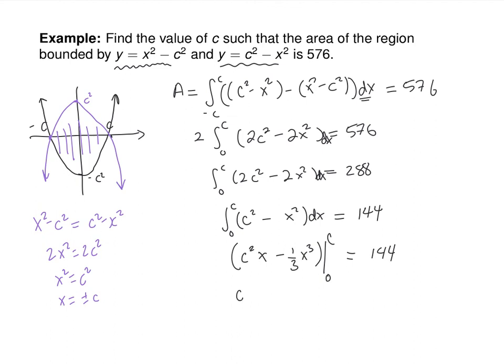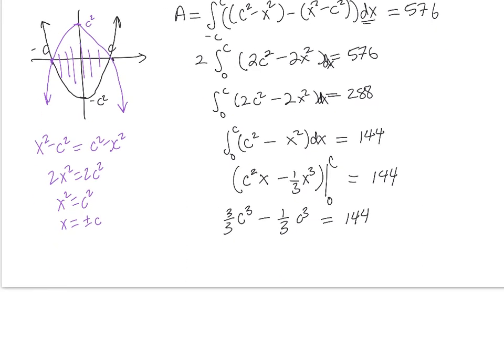So when you plug in c, you're going to get c cubed minus 1/3 c cubed. Well, that's 2/3, because this is 3/3 c cubed. So this is 2/3 c cubed equals 144. So therefore, c cubed, well, you can do 144 divided by 2 and then multiply by 3. Anyhow, you're going to get 216. And c is the cube root of 216. So c equals 6.